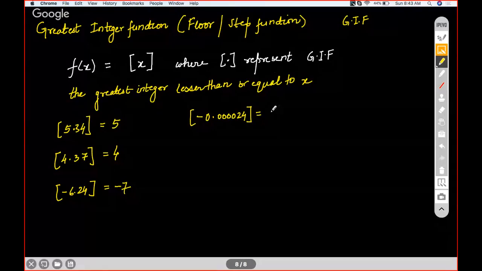Can you plot the graph for this? Let's say I give you a free hand. Now try plotting the graph of this and tell me what you see in the graph. The graph of f of x equals GIF of x. Yes, that one.